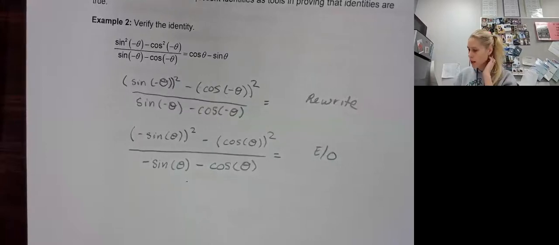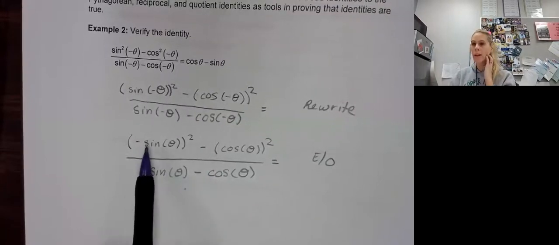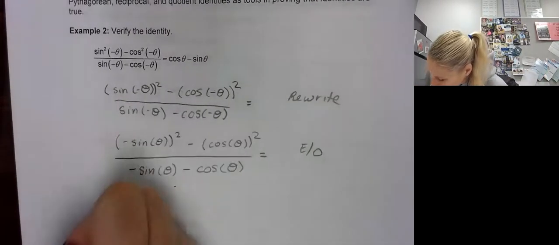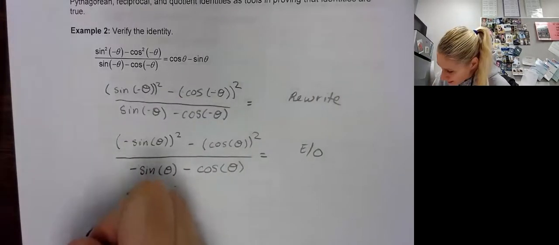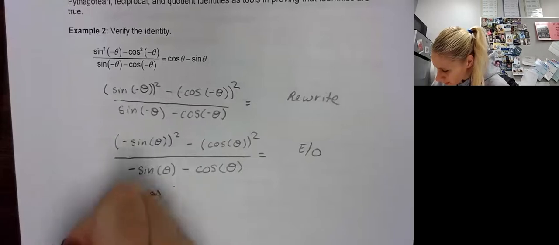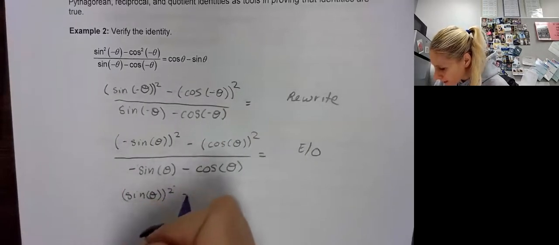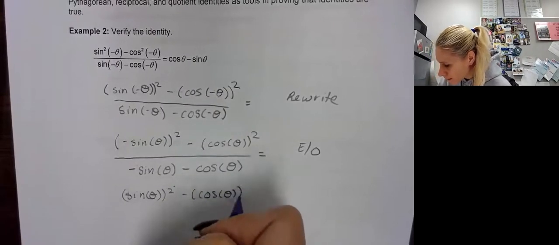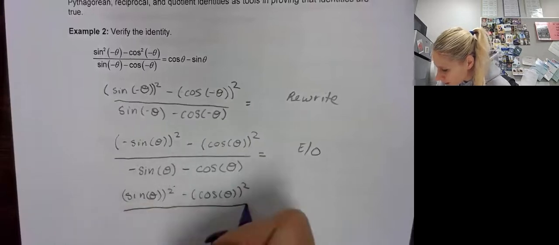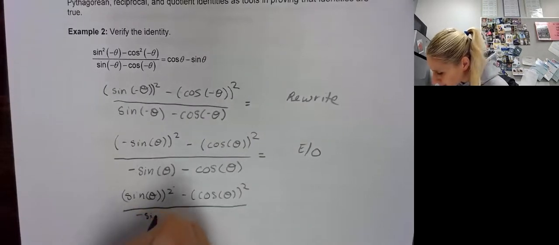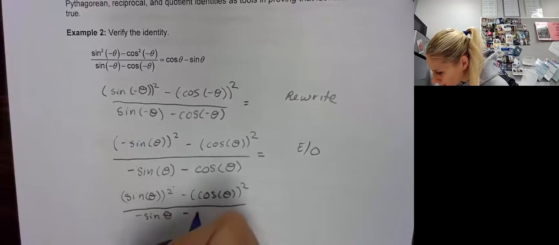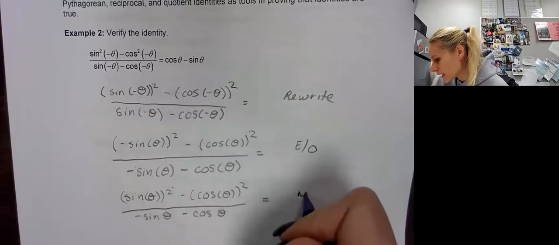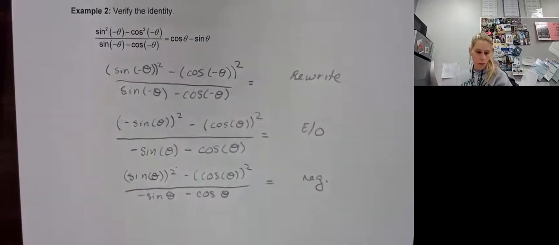All right, what can we do next? Well, if you look here, I can change this, right? Because if we're squaring a negative number, it comes out positive, okay? So I'm going to do that first. So I get sine of theta, that whole thing squared, minus cosine of theta squared, all over negative sine theta minus cosine theta. So here I'm just dealing with those negatives again, okay?